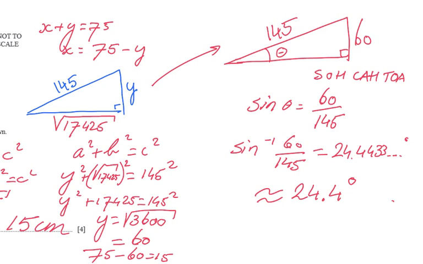All right. Now you could also have done that perhaps if you would have used this length over there, so I could have done a cosine or perhaps a tangent of theta, but you get the same answer, 24.4 degrees.